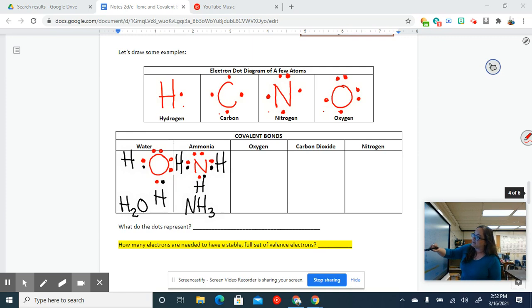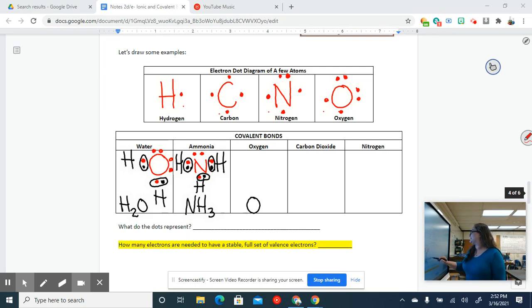Now, hydrogen only needs 2 electrons to be stable. So he's happy with 2. Oxygen now has 8. These are all happy with 2. And now nitrogen has 8. 1, 2, 3, 4, 5, 6, 7, 8. So everybody's happy. What about oxygen?